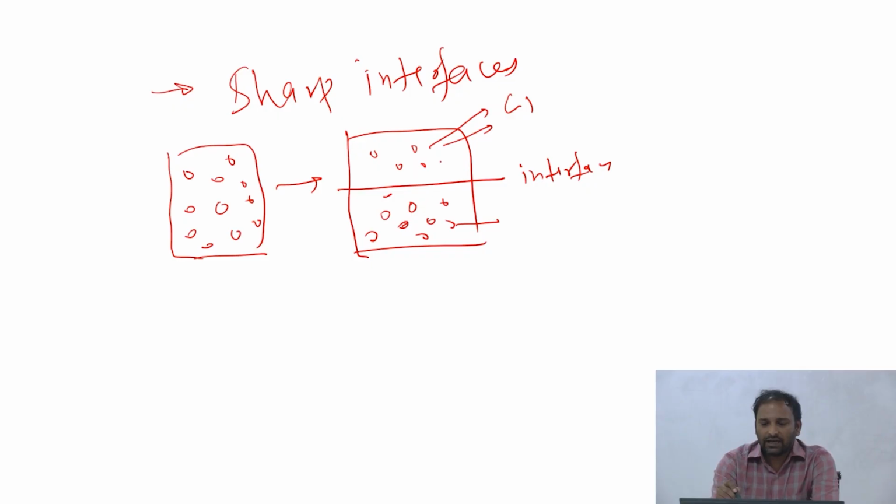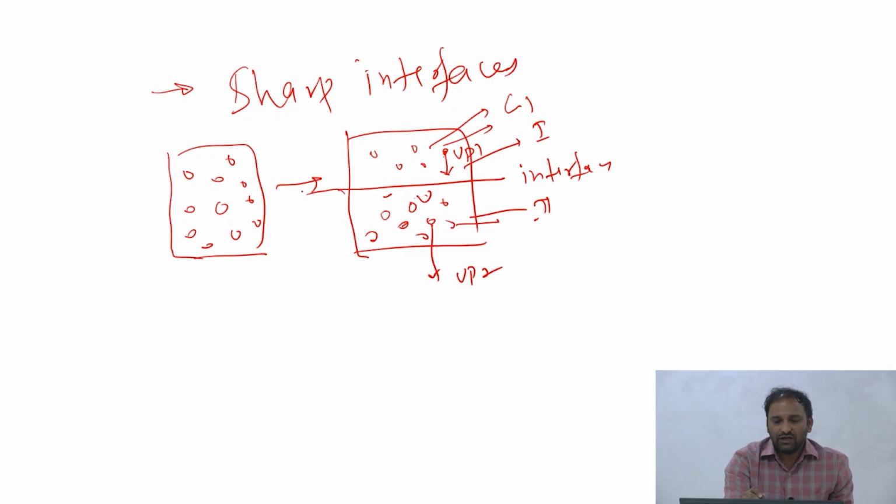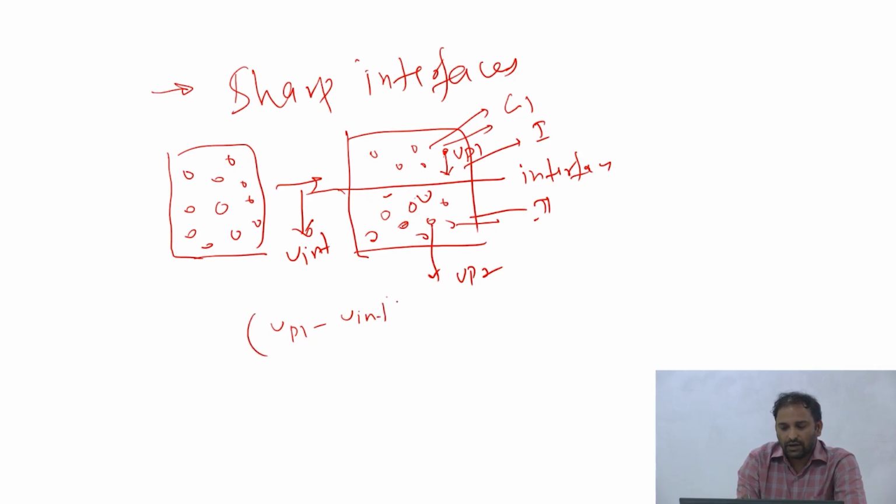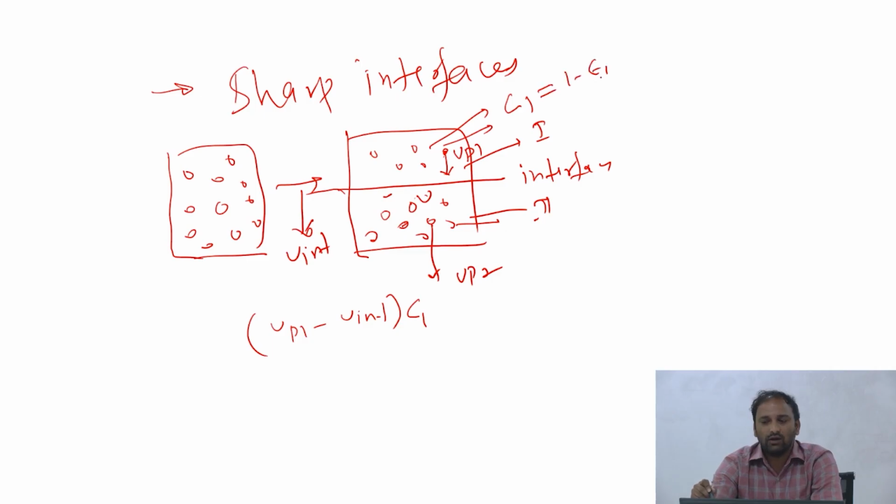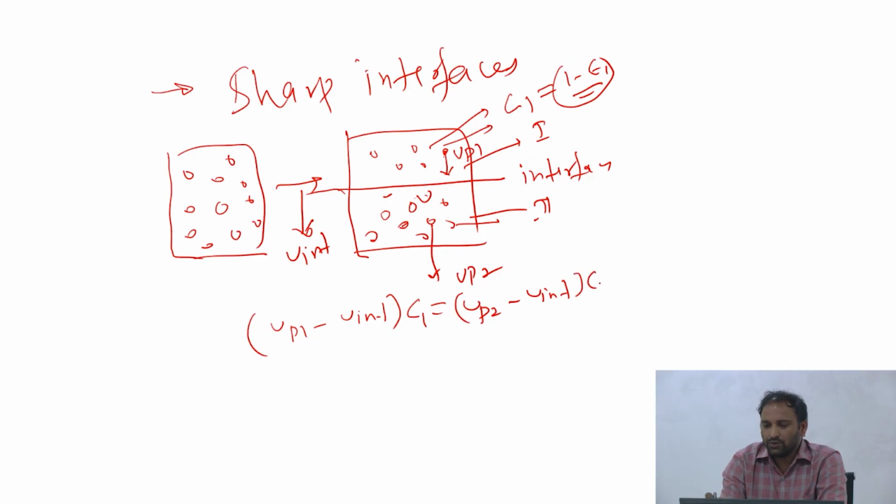In such a case I can have a settling velocity associated with each of these phases. This could be UP1, you can take it as regime 1, and in regime 2 the settling velocity is going to be UP2. If your interface is moving down with the velocity UINT, that is the interface velocity, you can write a simple mass balance, which is (UP1 minus UINT) multiplied by your concentration C1, which is 1 minus epsilon 1, since you're expressing this in terms of the void fractions, should be equal to (UP2 minus UINT) into C2, right?